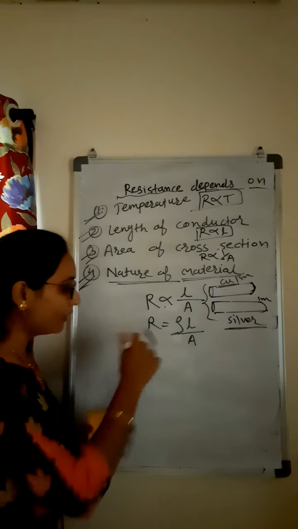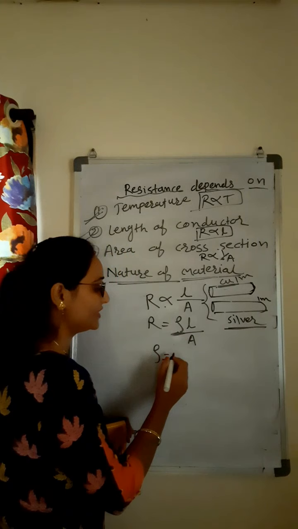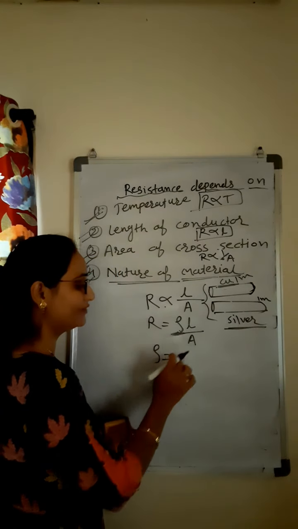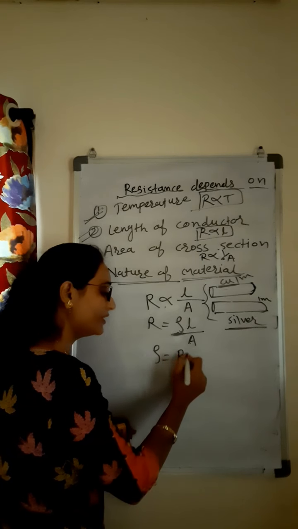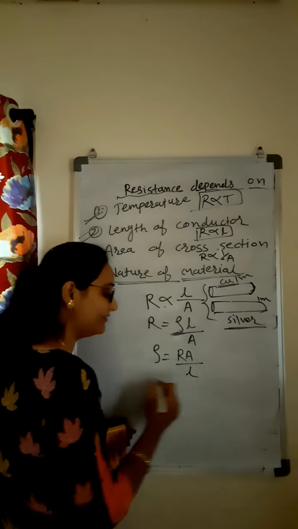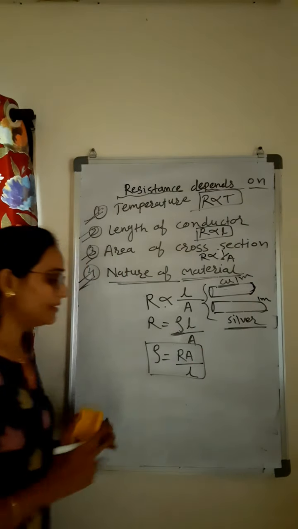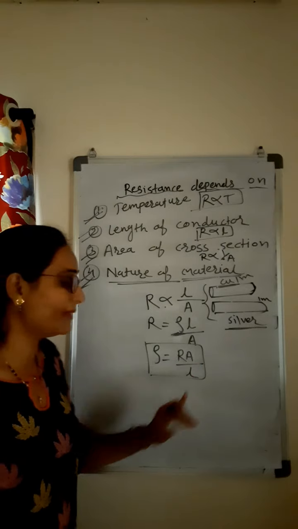Now, from this you will get the formula for resistivity. Rho is equal to, rho we will keep here, A we will take this side, L we will take this side. A is in denominator, so it will go in numerator with the multiplication of resistance, and L will come in denominator. Means rho is equal to RA by L: resistance into area by length.